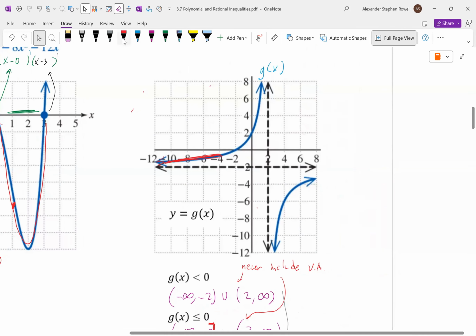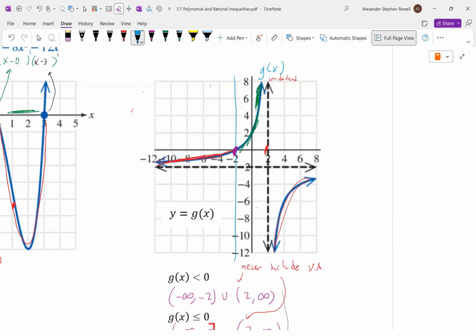Okay, where does my function switch from negative to positive? At this thing called a zero, right? At the zeros of my polynomial or my rational function. Where else can it change from positive to negative? At this point here, which is where it's undefined. On either side of where it's undefined, it's either all positive or all negative. So that's why we're finding these values.